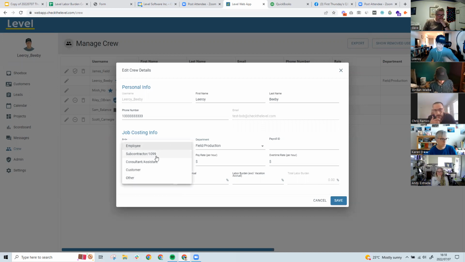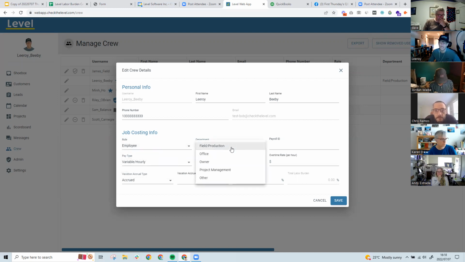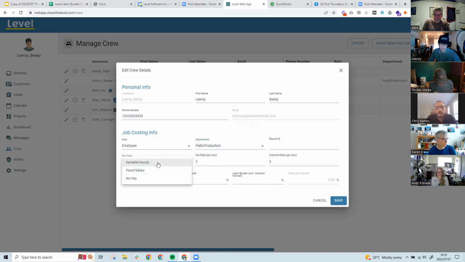Is it an employee, a subcontractor, or a consultant? What department are they in? Are they field production? Is it an office, an owner? Was it a project manager? The pay type: is it variable, fixed, or do you not pay them at all? You would add their pay rate, their overtime rate. You can pull this vacation accrual type out of your payroll software, but ideally you should be asking, are you paying out vacation as they're earning it, or are you accruing it?